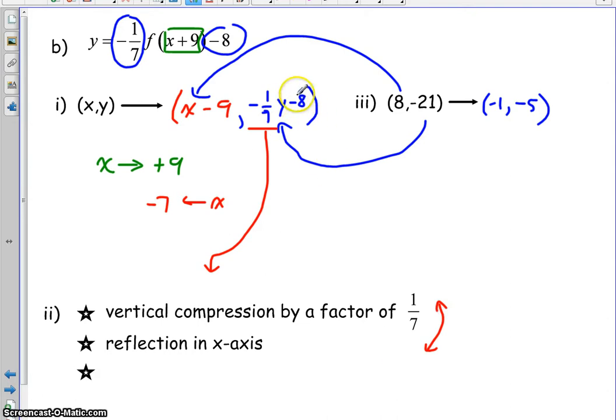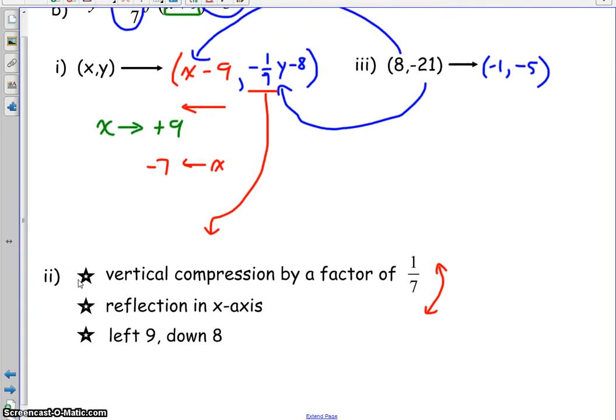And then after that, it gets shifted down 8. Okay, in addition to it being shifted down 8, then you can look at the x value and it's shifted left 9. X minus 9, if you subtract from your x values, it's going to move it to the left. So we have down 8 and left 9.